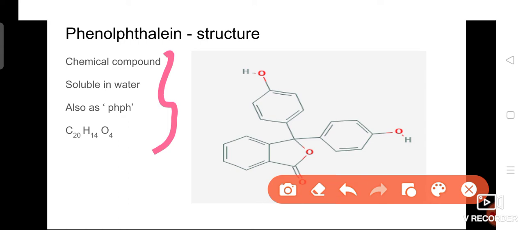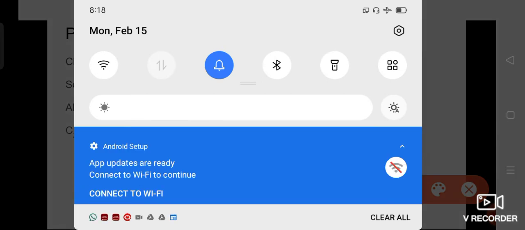So here phenolphthalein is generally in the form of powder, but it is readily soluble in water. So we can easily prepare phenolphthalein solution. It is also generally called by the short form, HPh.